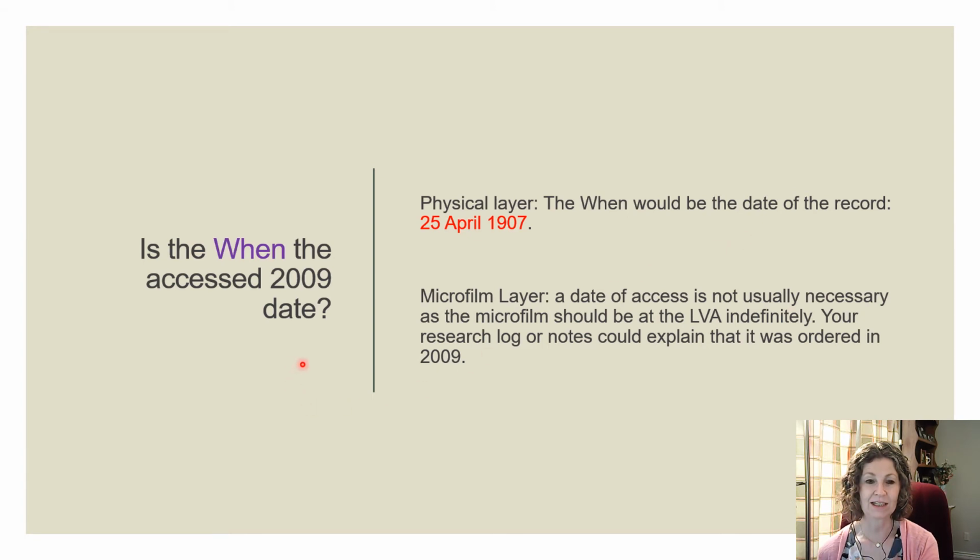Next question is the when, the Access 2009 date. This is the date that our study group member received this and used this set of microfilm. Is that important in the citation? Well, it would be in the microfilm layer if we needed it, but a date of access is not usually necessary as the microfilm should be at the Library of Virginia indefinitely, and your research log or notes could explain that it was ordered in 2009. As for the physical layer, that would be the date of the record, 25 April 1907.